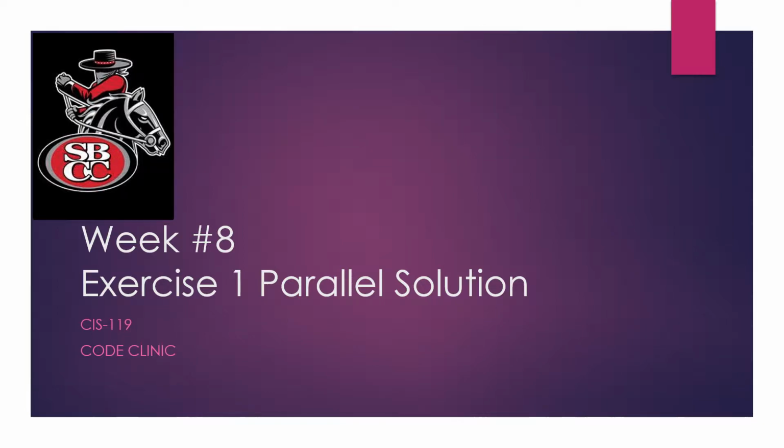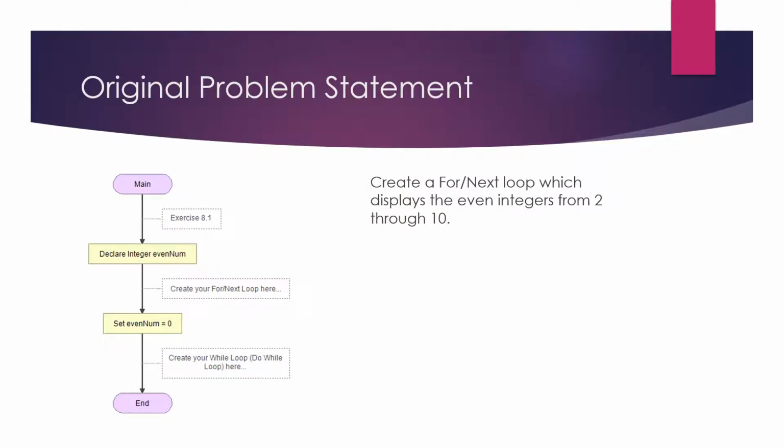Welcome to this code clinic in which we will explore a solution that parallels problem 1. Recall that in our original problem statement, we are to count the even numbers 2 through 10, and that's going to be done twice, once in a for next loop, and then a second time using a pretest loop, a while loop.